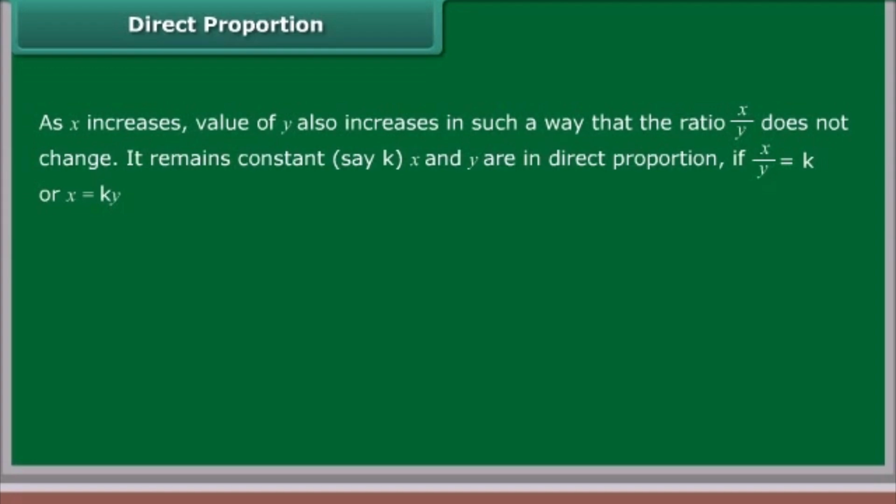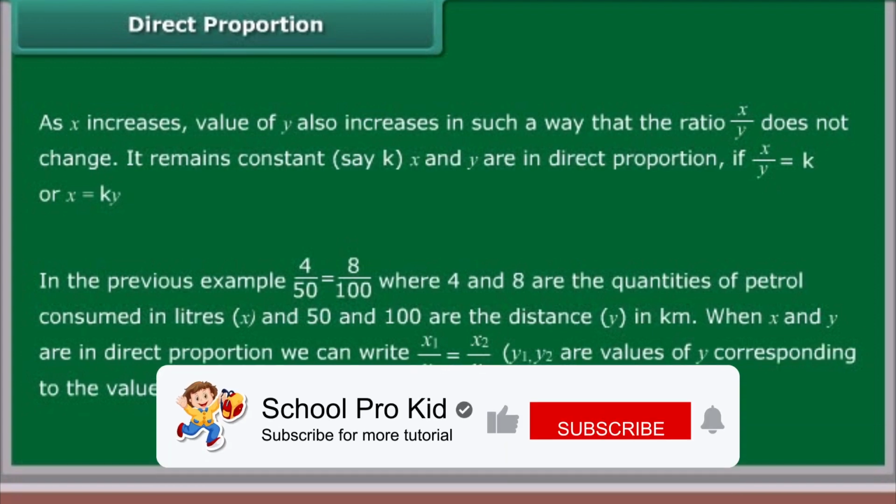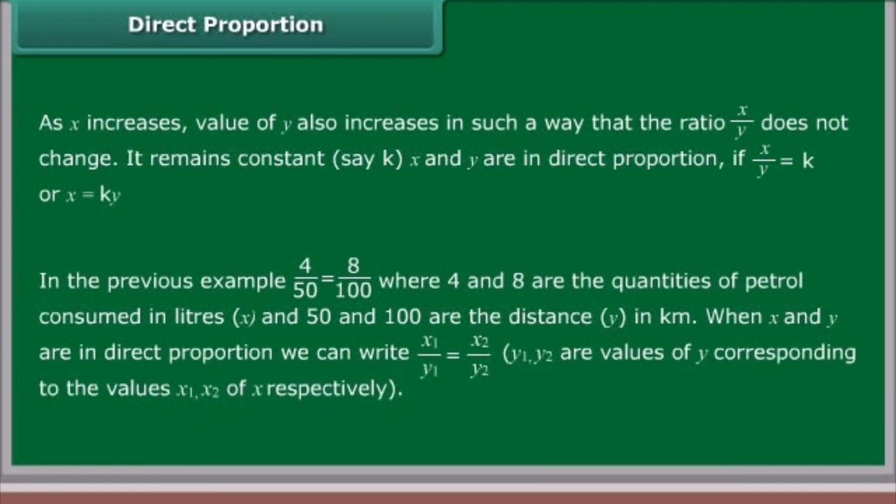x and y are in direct proportion if x upon y is equal to k, or x is equal to ky. In the previous example, 4 upon 50 is equal to 8 upon 100, where 4 and 8 are the quantities of petrol consumed in liters x, and 50 and 100 are the distance y in kilometers. When x and y are in direct proportion, we can write x1 upon y1 is equal to x2 upon y2, where y1, y2 are values of y corresponding to the values x1, x2 of x respectively.